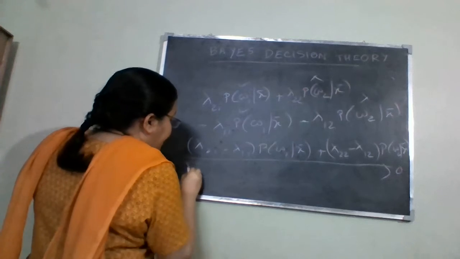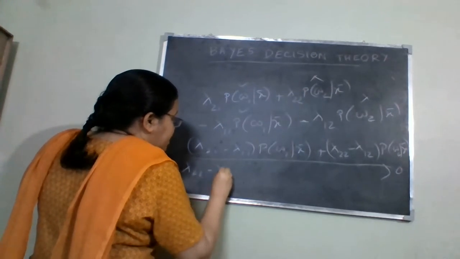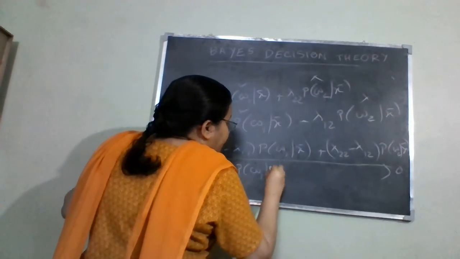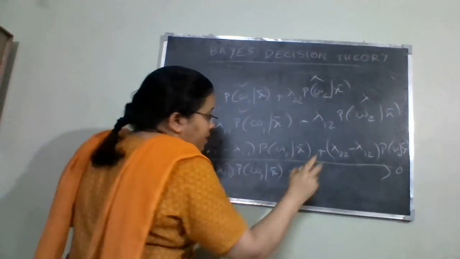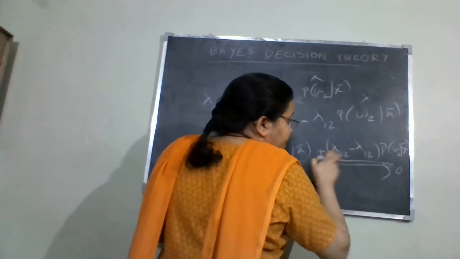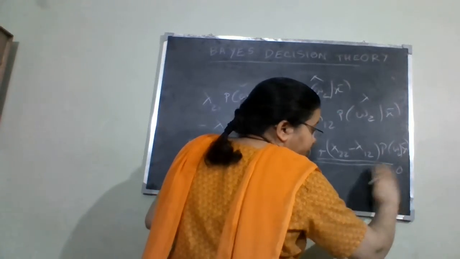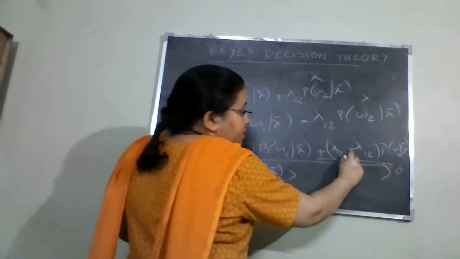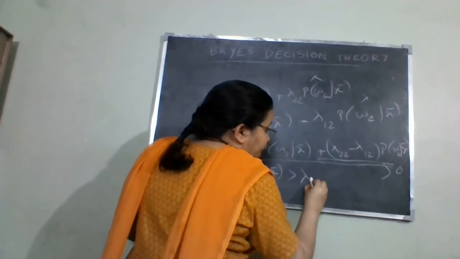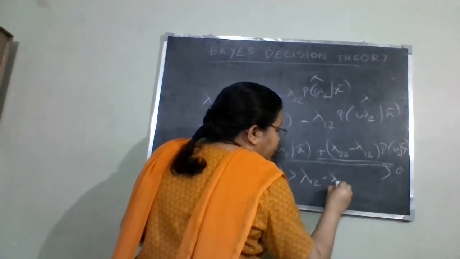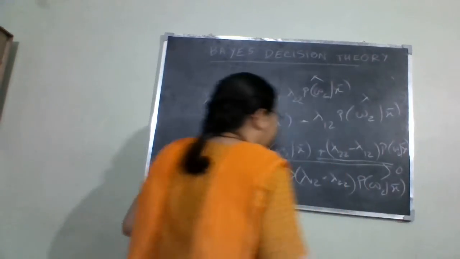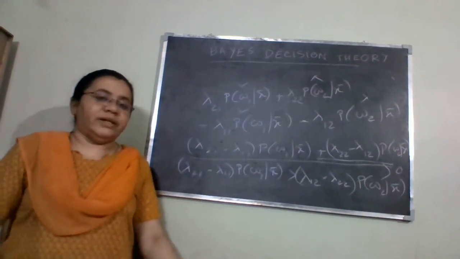So if I keep lambda 21 minus lambda 11 p omega 1 slash x bar is greater than, now if I send this entire term to the other side of the greater than sign, this minus becomes plus and this plus becomes minus. So it will become lambda 12 minus lambda 22 p omega 2 slash x bar. So this is our final equation.